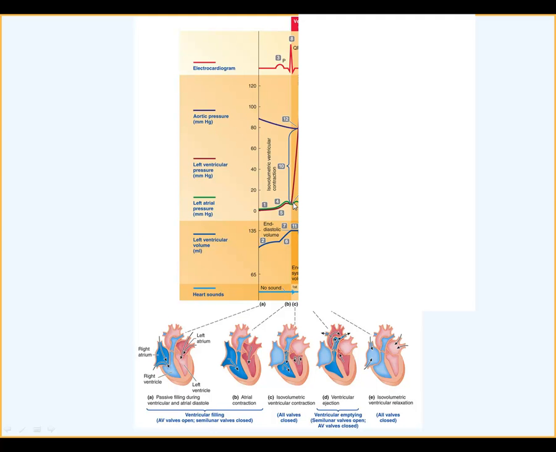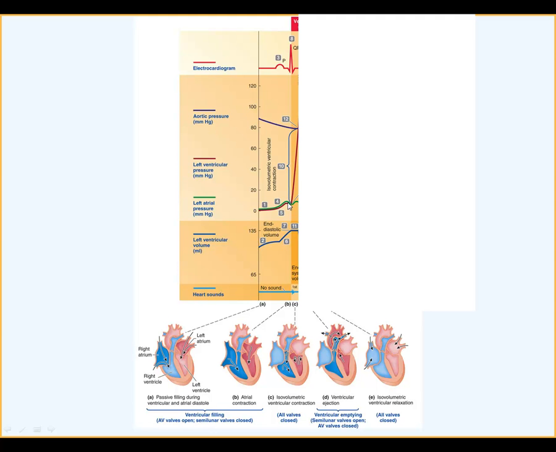The blood has nowhere to go yet because the pressure inside the aorta is still much higher than the pressure inside the ventricles. The ventricles need to continue the squeezing action until the pressure inside the ventricles exceeds that of the aortic pressure, right? In order to allow the blood to go from the ventricle, in this case we're talking about the left side, from the left ventricle into the aorta, right? But before that, what happens?